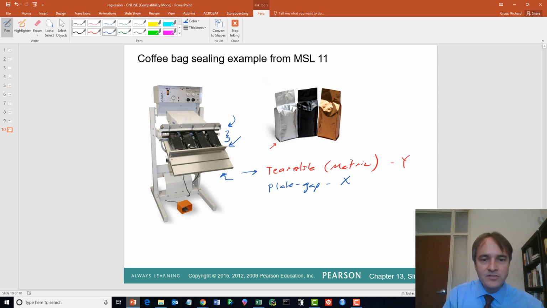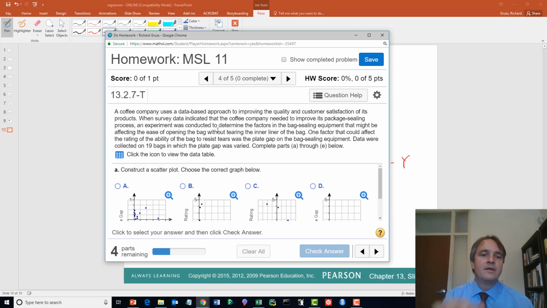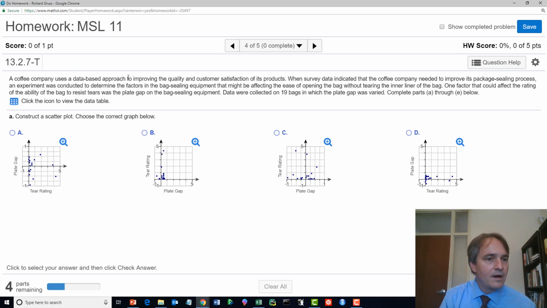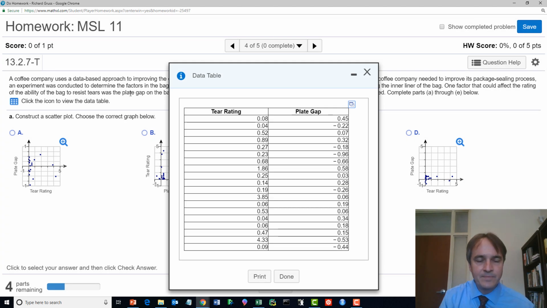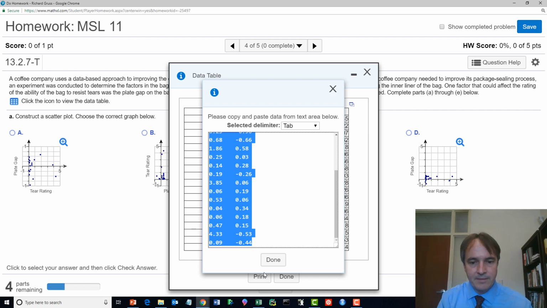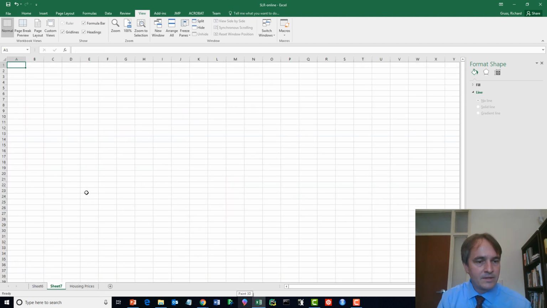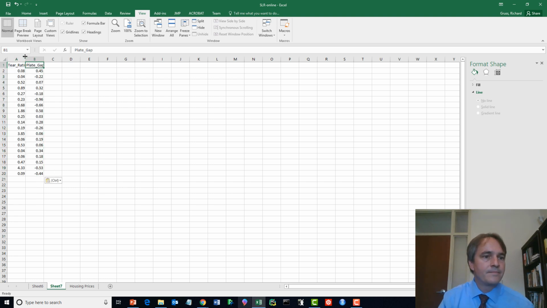Okay, so let's go ahead and answer the question then. So we come here. Okay, so complete parts A through E, so it's a fairly long question. And I'll click here to get the data. So there's that tear rating, or tearability as I called it, and the plate gap. So again, plate gap is our X and tear rating is our Y. I want to put these on the clipboard and then copy them, and I'll go into Excel and start a new sheet. Okay. All right, and there they are.